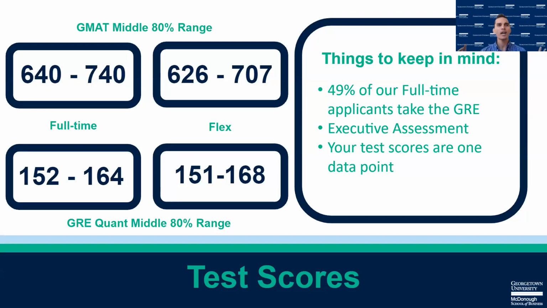I understand that this application component gives applicants the most worry, but keep in mind this is one data point of many that we're going to be reviewing. For example, a strong bachelor's performance, let's say with strong quantitative indicators, like A's and B's in various quantitative courses, like finance, statistics, accounting, you name it, could offset a poor test score.